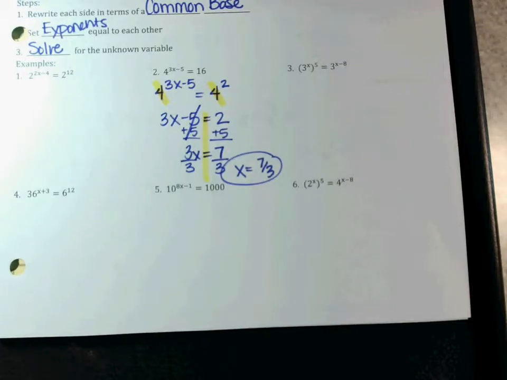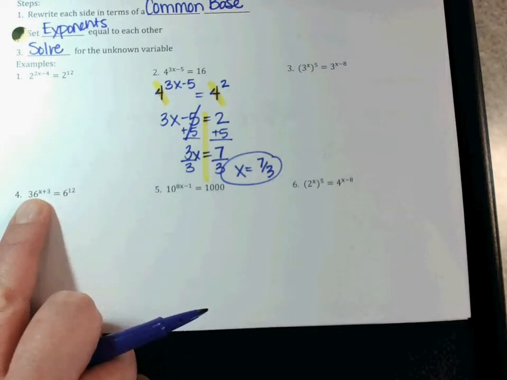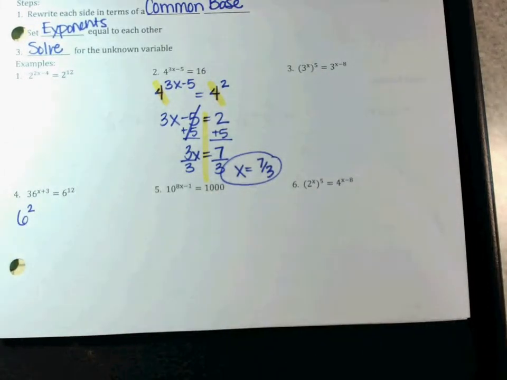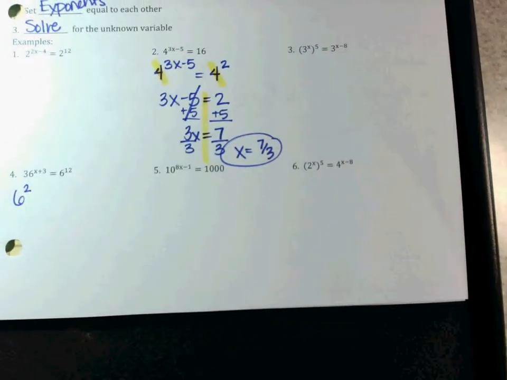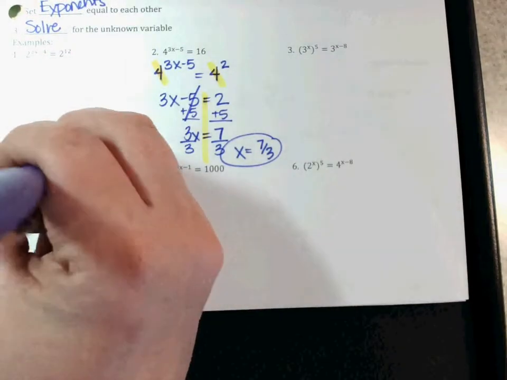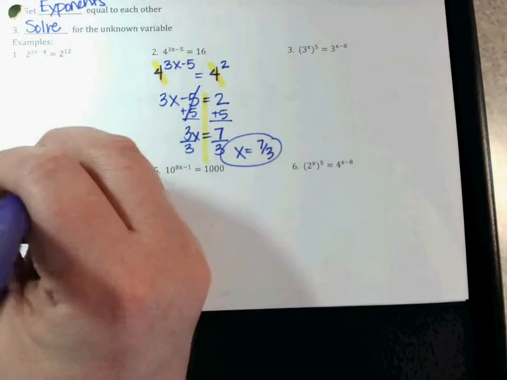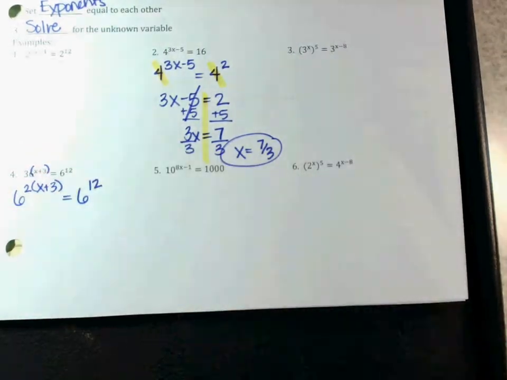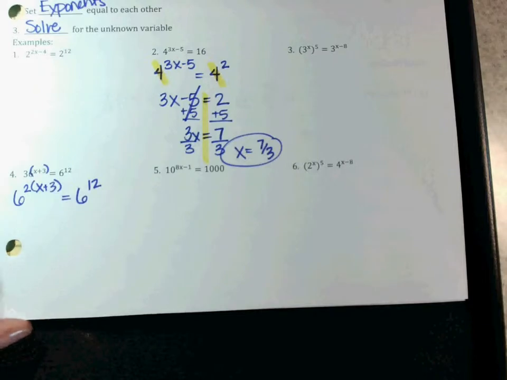Next one we're going to look at is number 4. Look at your base. On this side it's a 6, then this side needs to be a 6. What is 36 as a base 6? 6 squared. If you were here yesterday, we talked about how whatever was already there, you have to group it. So if it was an x plus 3, I have to group it like that. Remember, the whole point of getting a common base is that then I can slash them out. So my 6's here are gone.